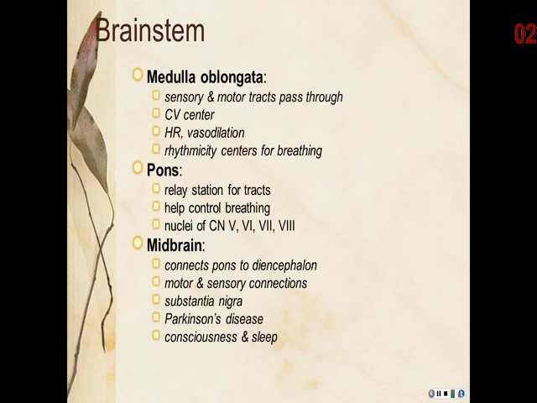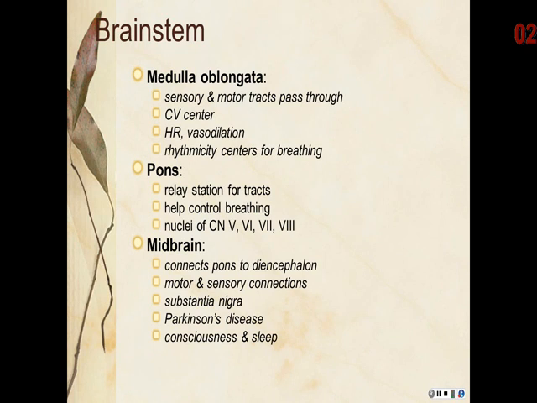The brainstem controls most of the vital functions keeping us alive. In the inferior portion is the medulla oblongata. The sensory and motor tracts will pass through here for connections between the brain and the body. There is a cardiovascular center which helps to control the heart rate and vasodilation. There is also a rhythmicity center for control of our breathing.